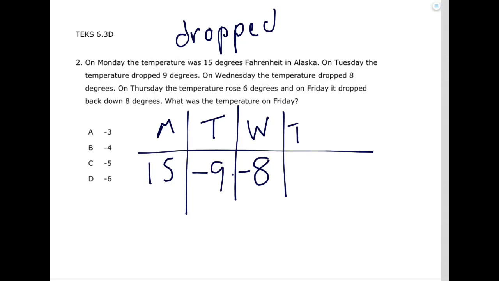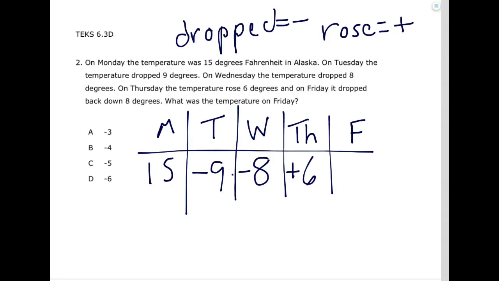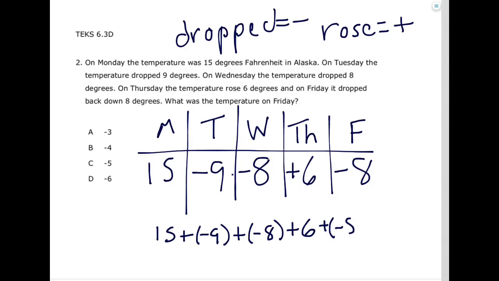On Thursday, the temperature rose 6 degrees. Rose, or to rise, equals a positive. Dropped is a negative. So when it rises, we'll add it on. And on Friday, it dropped back down -8 degrees. What was the temperature on Friday? So I'm taking these numbers, I do 15 plus -9 plus -8 plus 6 plus -8.